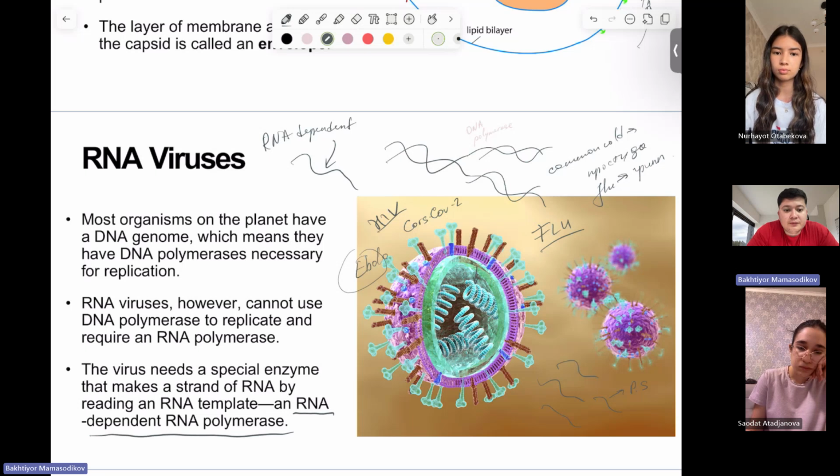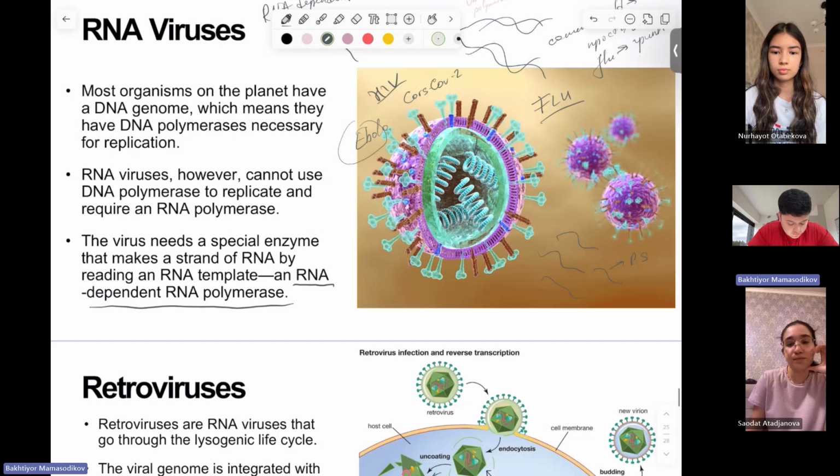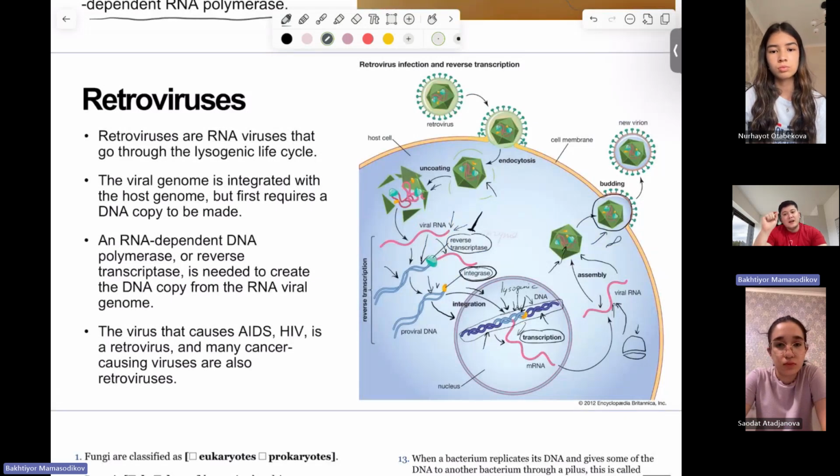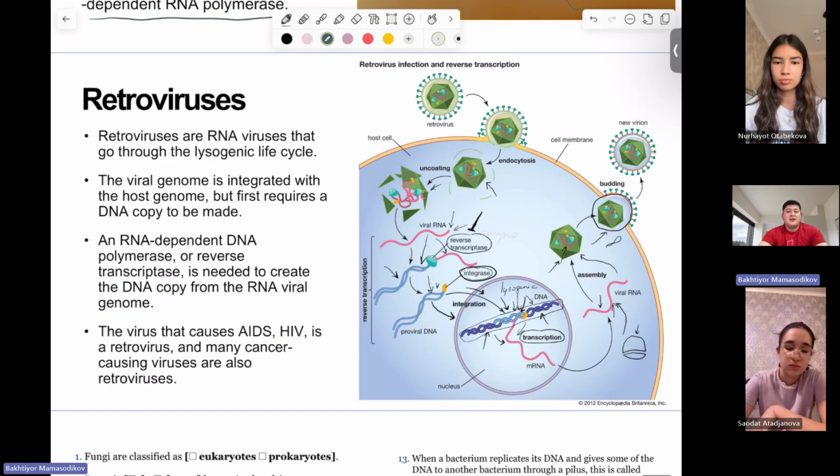Questions? If no questions, we can shift to the retroviruses. Retroviruses are also RNA viruses, but instead of copying RNA from RNA like normal RNA viruses, they do something backwards. Retro means backwards. They turn their RNA into DNA. They're not going to make RNA from their RNA, but DNA from their RNA.